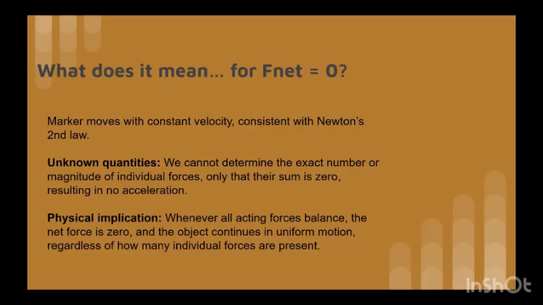Note that when we set the net force equal to 0 in the computational model, it means that the marker moves with constant velocity as predicted by Newton's second law. In a real experiment, a zero net force does not imply that there are no forces acting on the marker, but rather that all the forces balance each other out. For example, friction, air resistance, and any small pushes from the surface or the marker's release combine so that their vector sum is 0. So we cannot determine exactly how many individual forces are acting or their precise magnitudes, only that their total adds up to 0, resulting in no change to the marker's velocity.